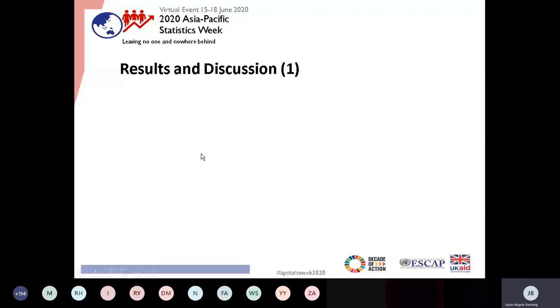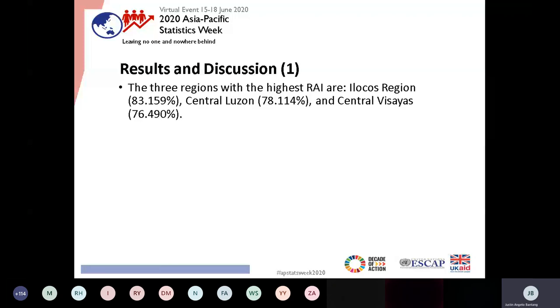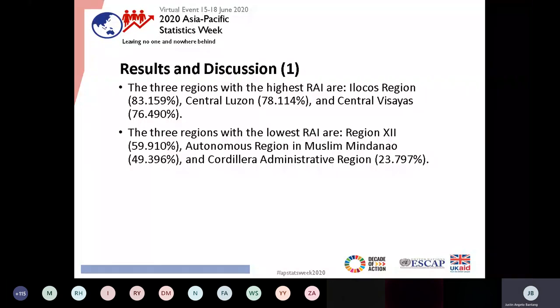So some of the results and discussion. The three regions with the highest RAI are Ilocos Region, Central Luzon, and Central Visayas. These regions are known to be highly economically active in terms of the country. The three regions with the lowest RAI are Region 12, the Autonomous Region in Muslim Mindanao, and the Cordillera Administrative Region.